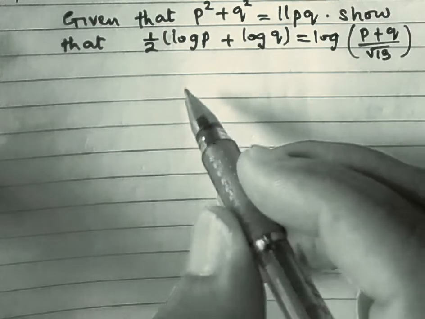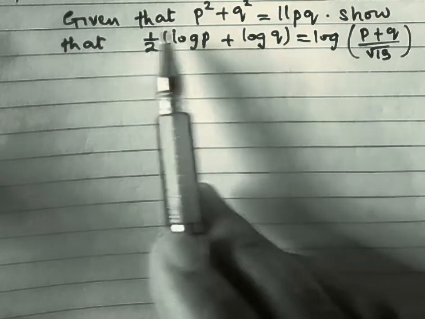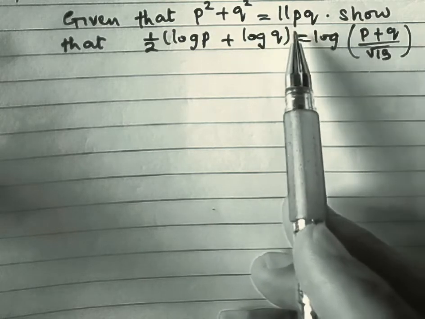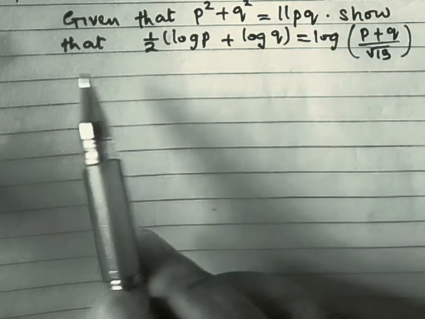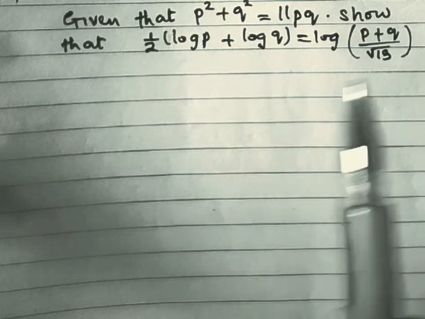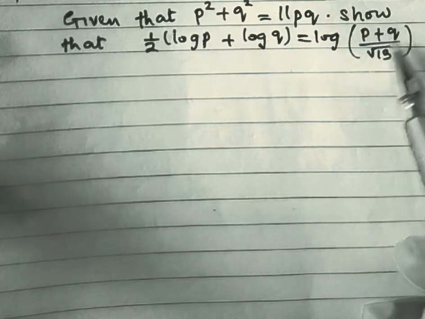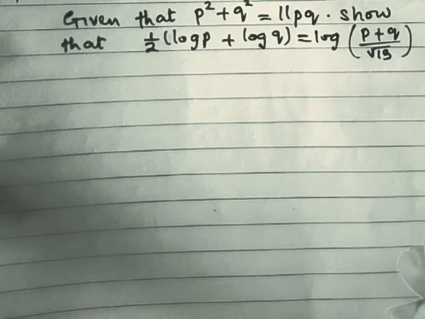Now we want to solve this question. Given that p squared plus q squared equals 11pq, show that 1 over 2 (log p plus log q) equals log of (p plus q over root 13).